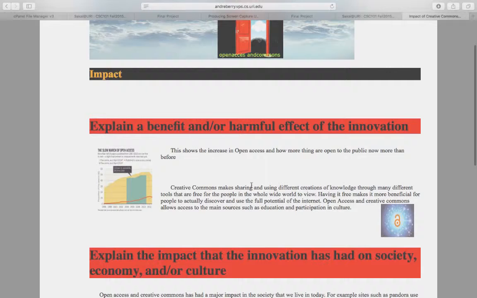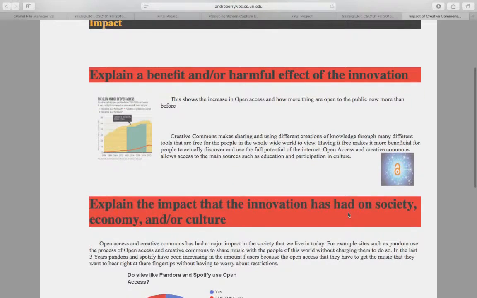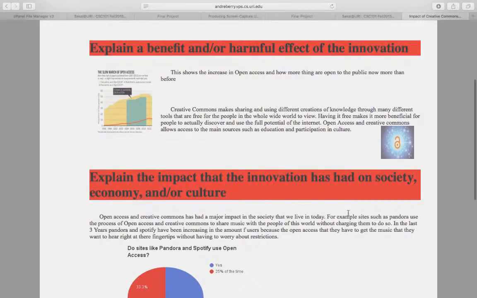Creative Commons makes sharing different creations of knowledge possible through many different tools that are free for the people in the whole world's view. Having it free makes it more beneficial for people to actually discover and use the full potential of the internet. Open access and Creative Commons allows access to the main sources such as education and participation in culture.